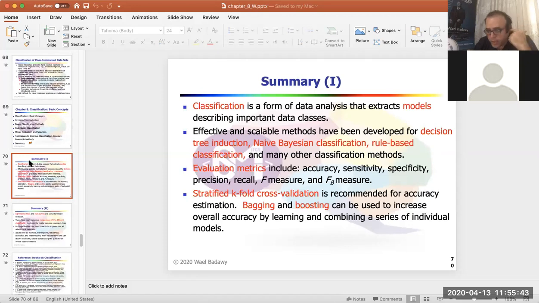So for example, when I talk about decision tree, what does it mean? When I talk about naive Bayesian classifier, remember the name is spelled with double i's because it's just a German name. Rule-based classifier, what does it mean? When I talk about accuracy, sensitivity, specificity, precision, recall, remember the evaluation matrix: true positive, true negative, false positive, false negative. Bagging means averaging, boosting means weighted average.